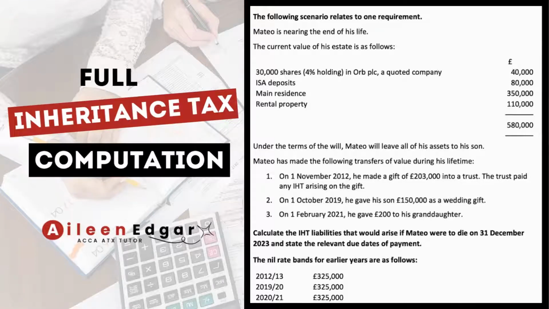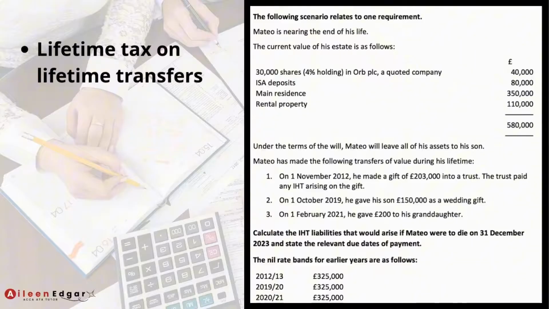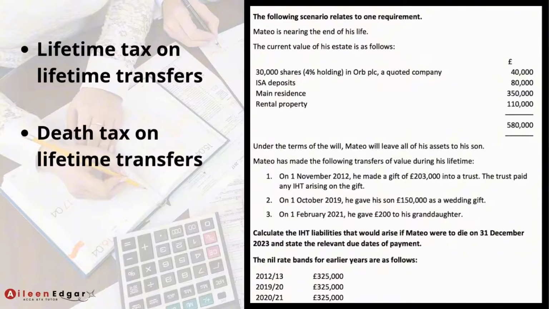So we are going to do a walkthrough of a full inheritance tax computation, thinking about the three different stages that we could be asked questions on. We're looking at somebody who is making transfers during their lifetime. So we'll think about lifetime tax on lifetime transfers. We're going to look at what happens when they die, and we have to go back and recalculate tax on transfers made in the 7 years leading up to their death. So death tax on lifetime transfers.